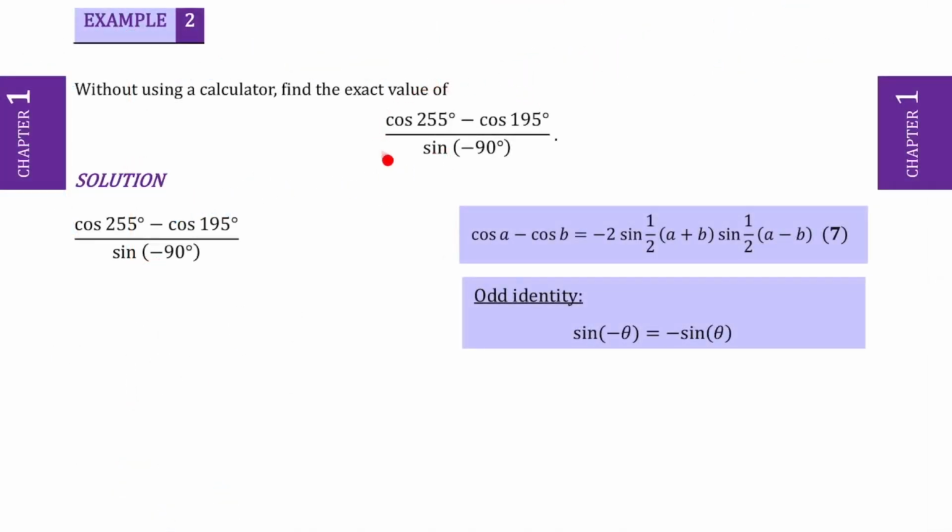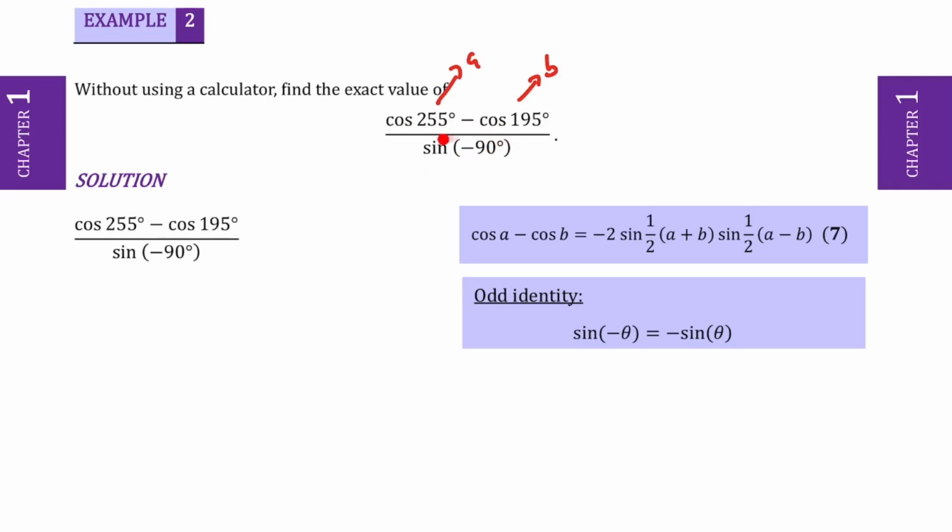Now, let's discuss example 2. This is more complicated. Let's try to find the exact value of this. First of all, you have cos 255 degree minus cos 195 degree. You can see this is the case of cos minus cos, so this is angle A and this will be angle B. Cos minus cos, you can see in the sum to product formula, formula number 7. So you can just straight away use the formula here.